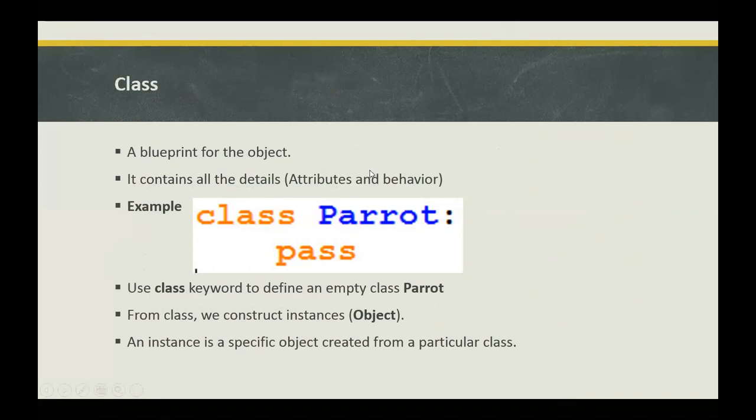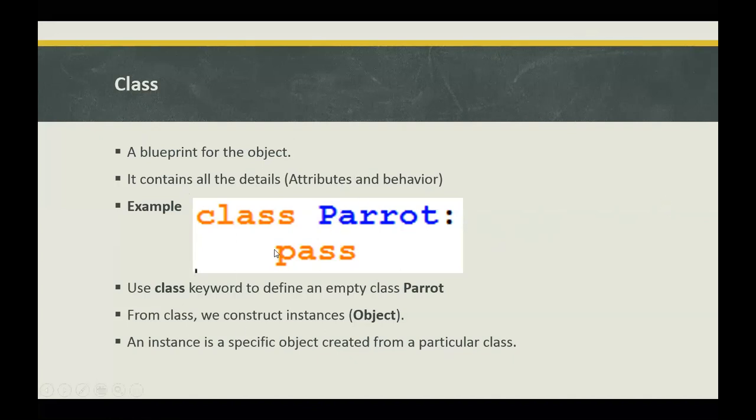So a class is a blueprint for the object. Now you can understand how the class bird is a blueprint for the object, because here the parrot, sparrow and peacock have different attributes, but they all use the attributes which are defined in the class. So we can say it is a blueprint for the object. It contains all the details like attributes and behavior. In the last lecture, we saw an example of how in a class we specify the different attributes as well as the different behavior.